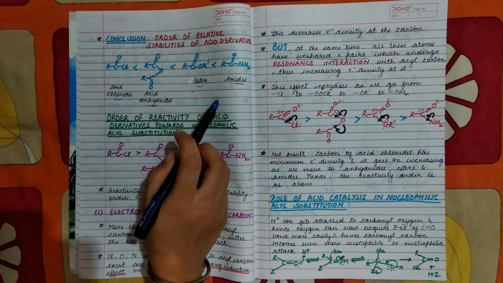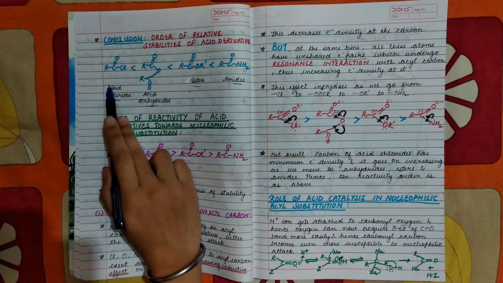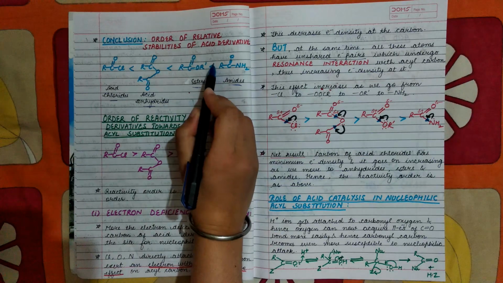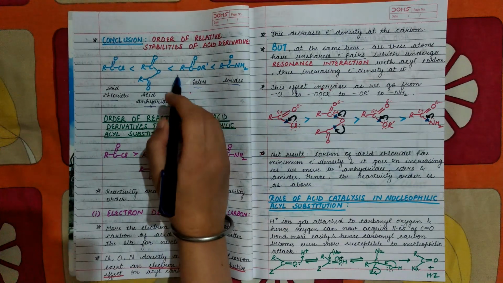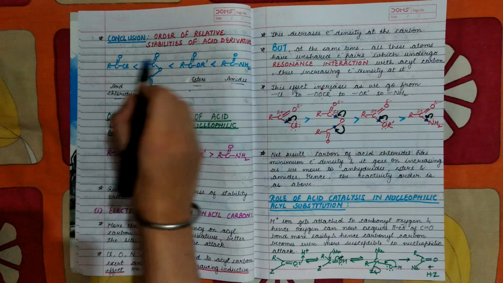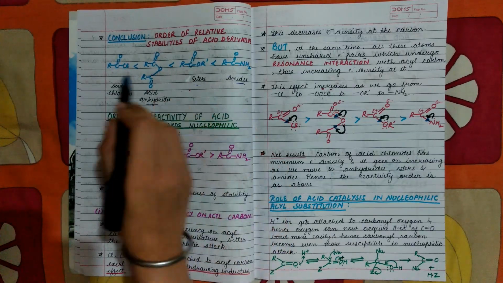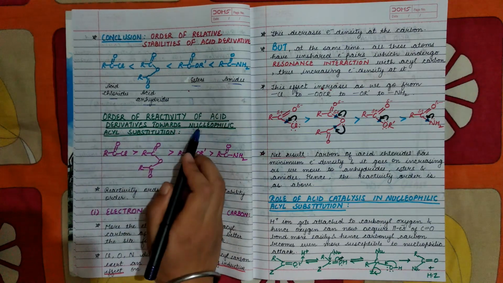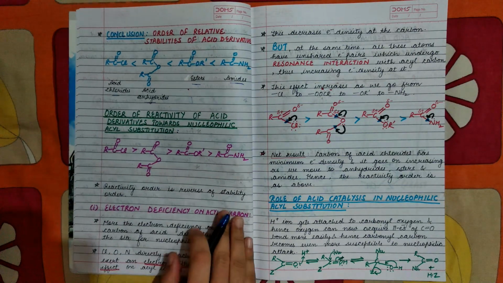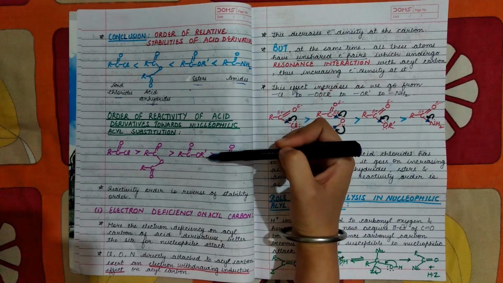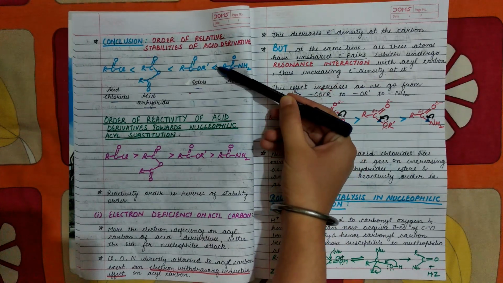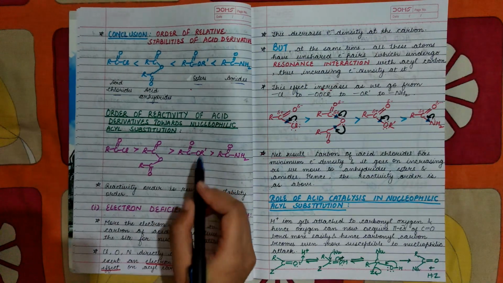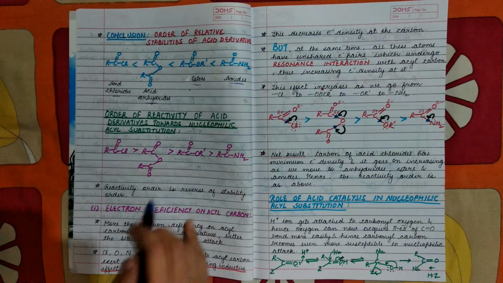That's why I've told you to learn these structures in the same order, because this was the first, second, third, fourth, and we can easily mark them according to their relative stabilities in the same order. Now we have the order of reactivity of acid derivatives towards nucleophilic acyl substitution. You can see that the order of reactivity is just the reverse of the order of relative stability. Here chlorine is less stable than anhydrides, then esters, and then amides.